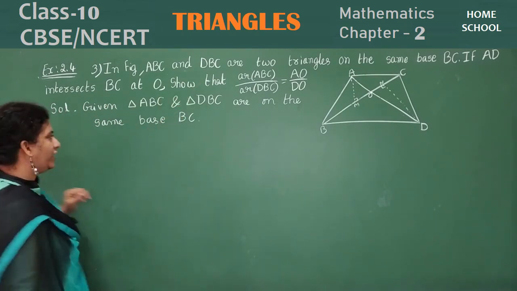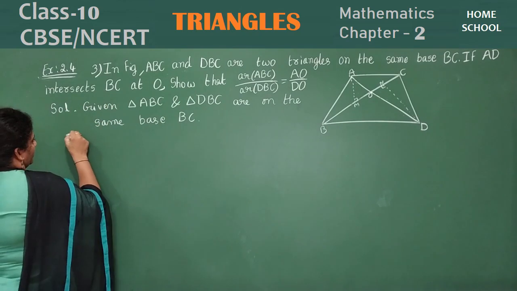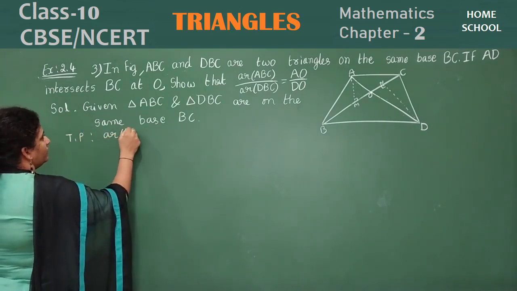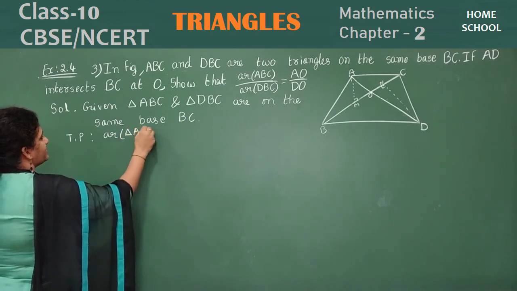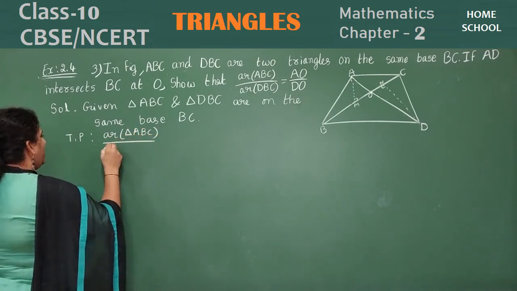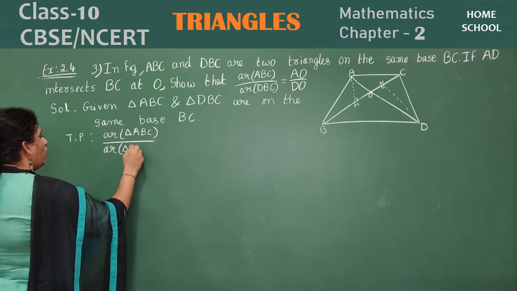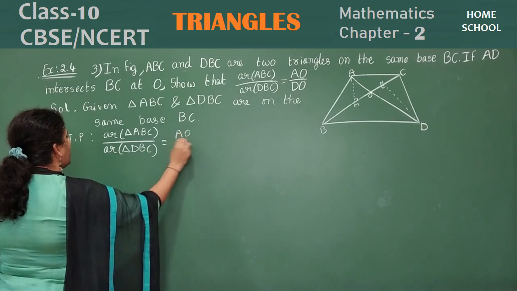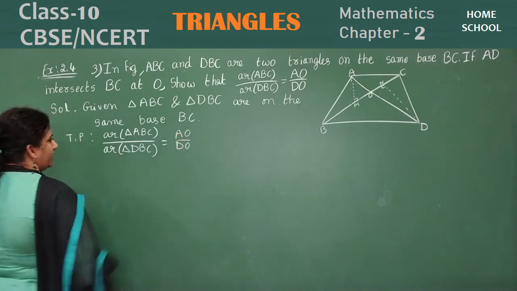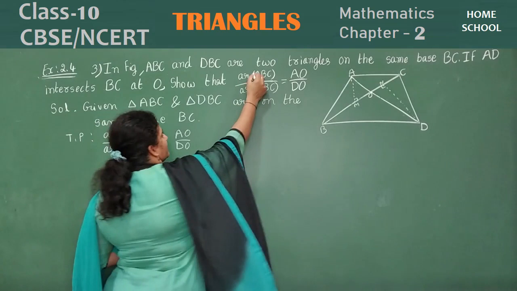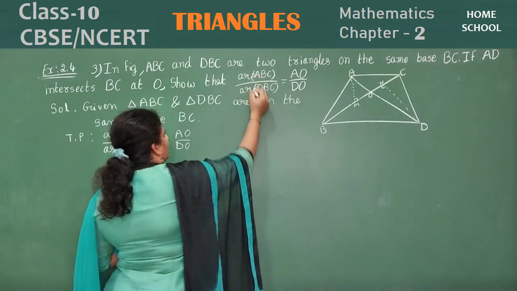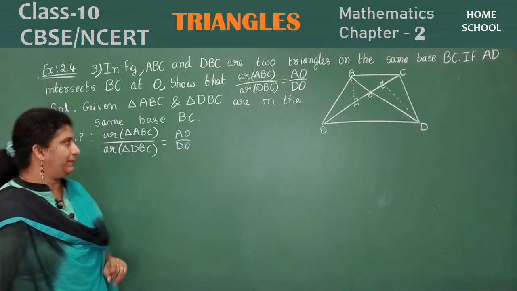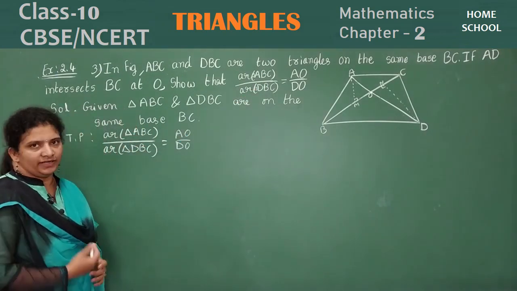What we need to prove here? Let me write here. To prove: area of triangle ABC by area of triangle DBC is equal to AO by DO. So let me write here the triangles, children. Area of triangle ABC by area of triangle DBC is equal to AO by DO.